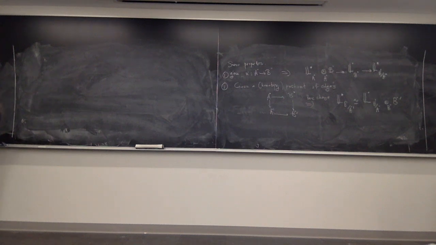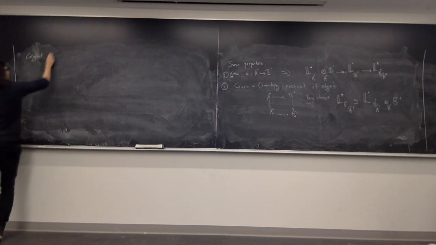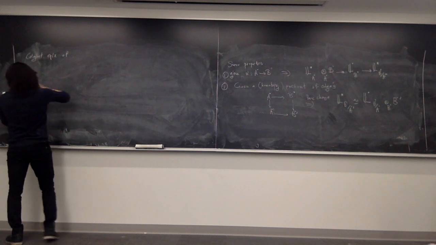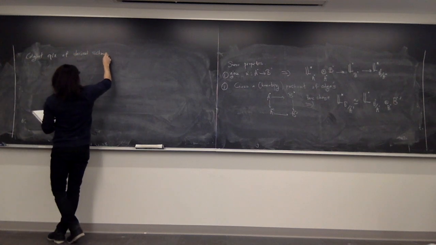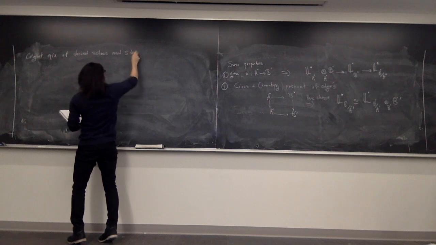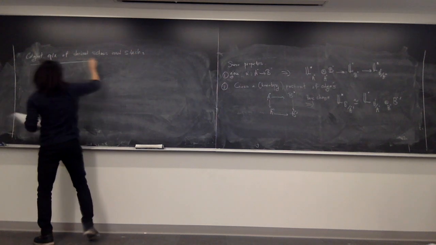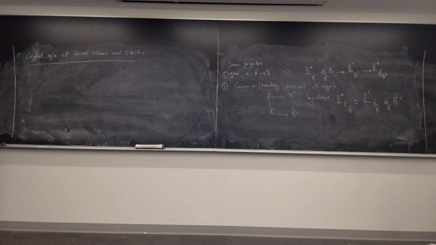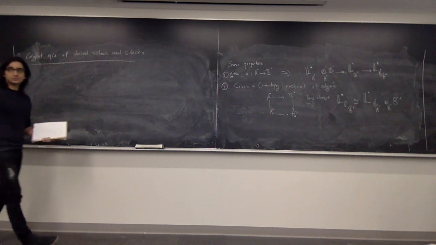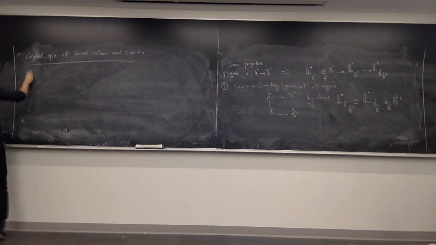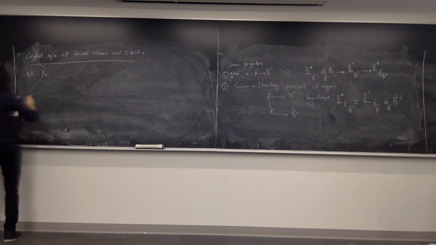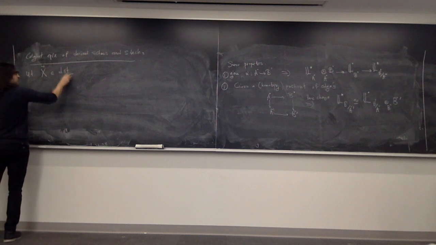Now, given this, let's talk about the cotangent complex of derived schemes and stacks. So now we know what the cotangent complex is locally, what properties it has. So these properties carry over to derived schemes and stacks. So let X tilde be in the category of derived stacks over C.